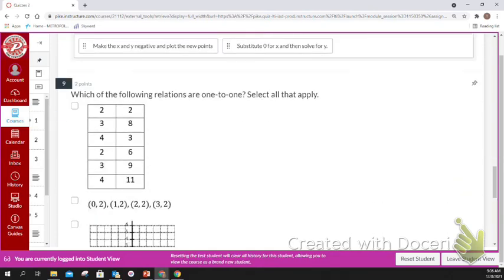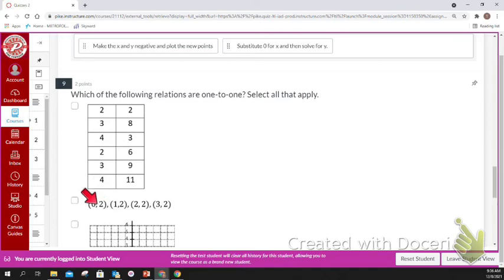Okay, so which ones are one-to-one? So in order for it to be one-to-one, you can't have repeats on either side. So do I have any repeats on this side? So this one, you see how we have a 2, a 2, a 3, a 3, a 4, and a 4? So because I have repeats over here, this is automatically not one-to-one. And I don't know if your answers are in the same order. It could be scrambled, so you have to pay attention as I'm going through them.